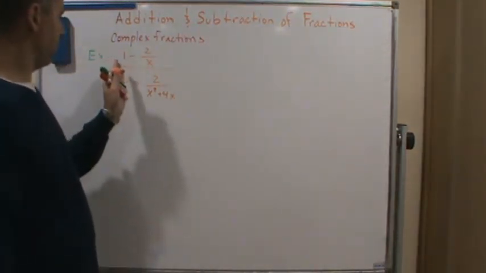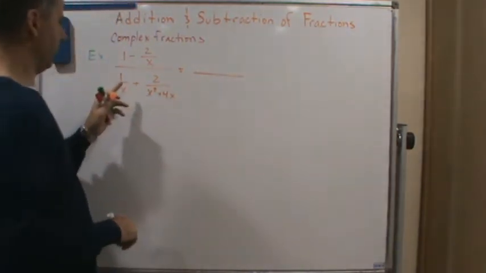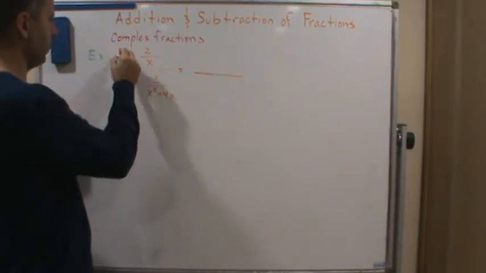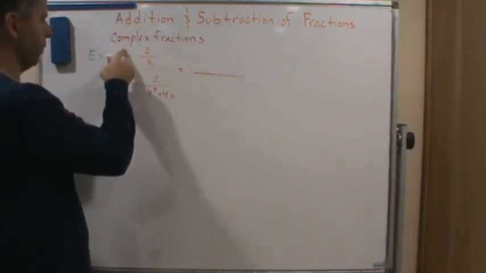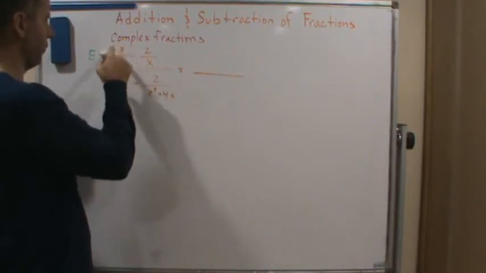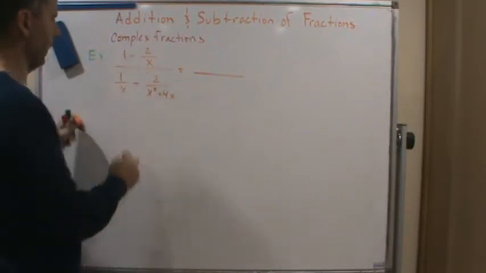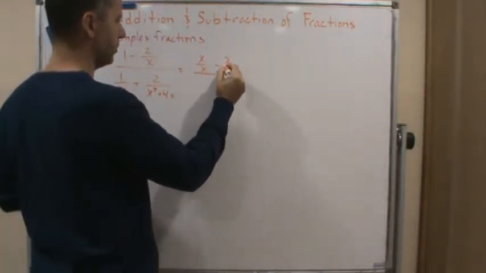Okay, so the top, well, again, this is 1, so we can treat this as 1 over 1, right? And then multiply the top and the bottom by x. So we can write this as x over x. Okay, so we'll write this as x over x minus 2 over x.